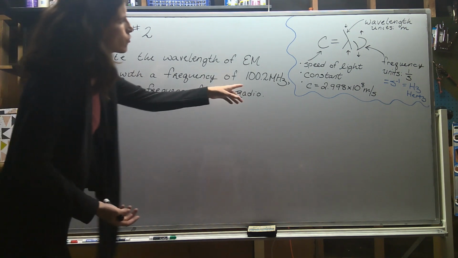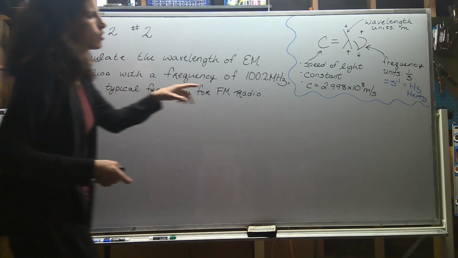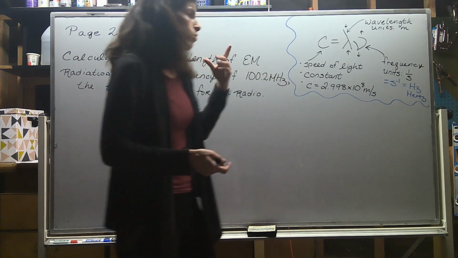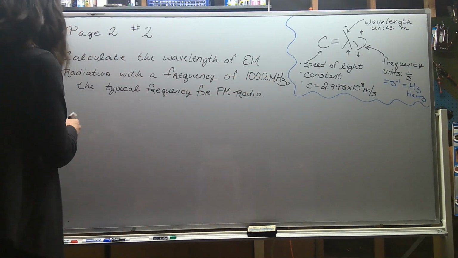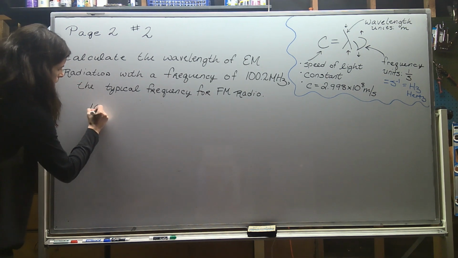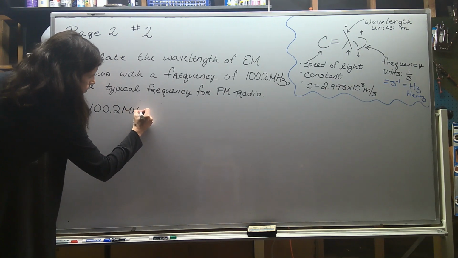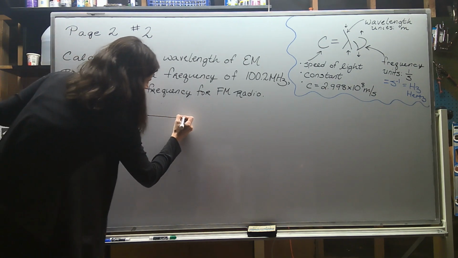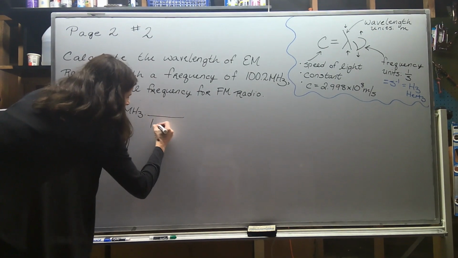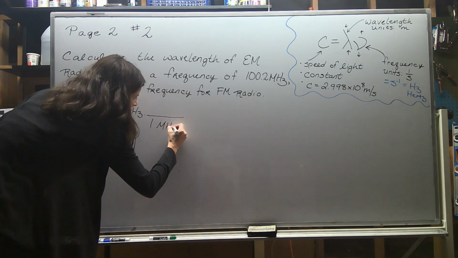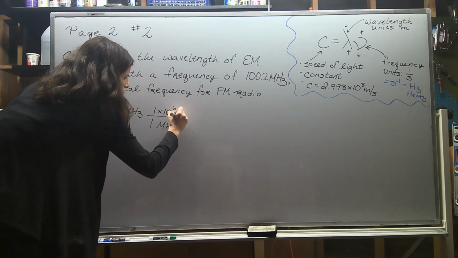So we're given 100.2 megahertz, and I know we can change hertz to inverse seconds, which we eventually need to do. But before I do that, I want to deal with the mega. So I have 100.2 megahertz. Think of Mega Millions. It's a really big number, right? So 1 megahertz would have 1,000,000 hertz.